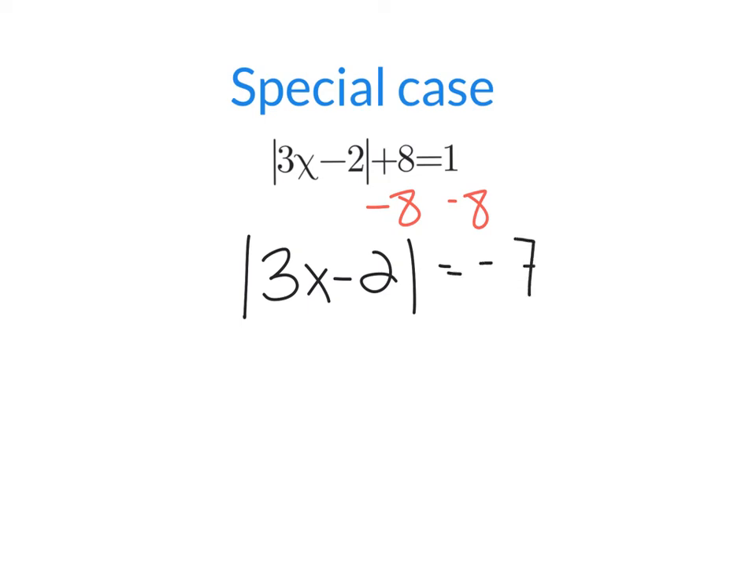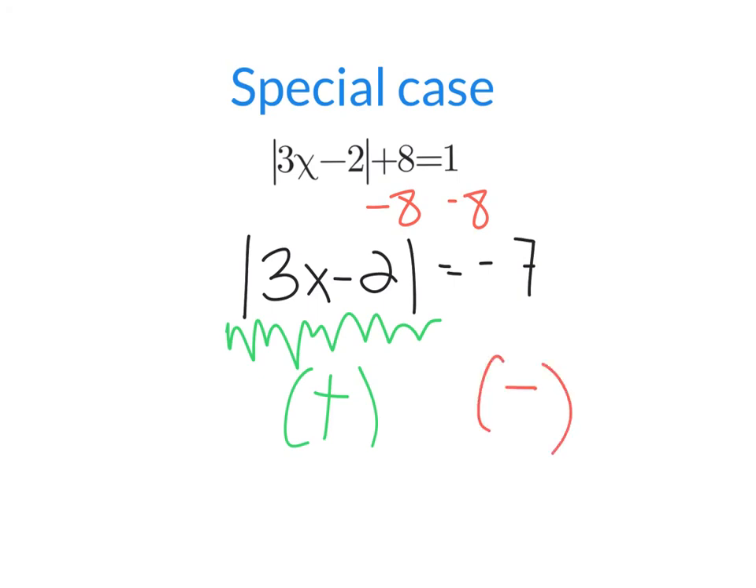Now if we pause and think about what type of number this side is going to be, the absolute value is always going to be a positive number. On the right side of our equation, it equals a negative number. Now a positive can never equal a negative, so if you ever have an absolute value equaling a negative, that is no solution.